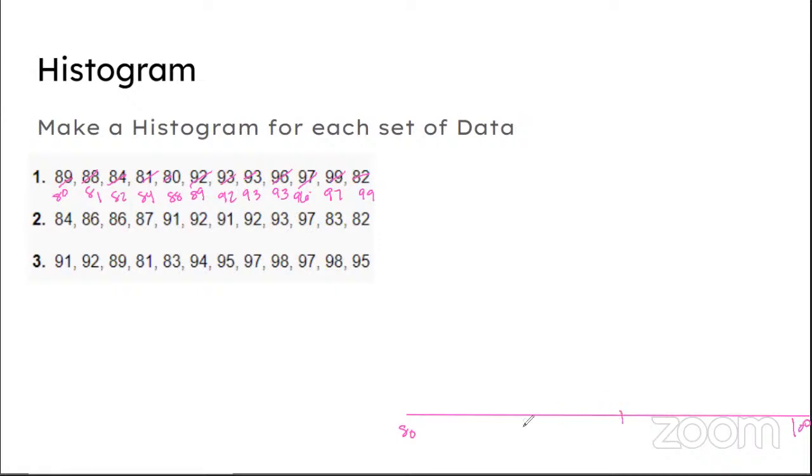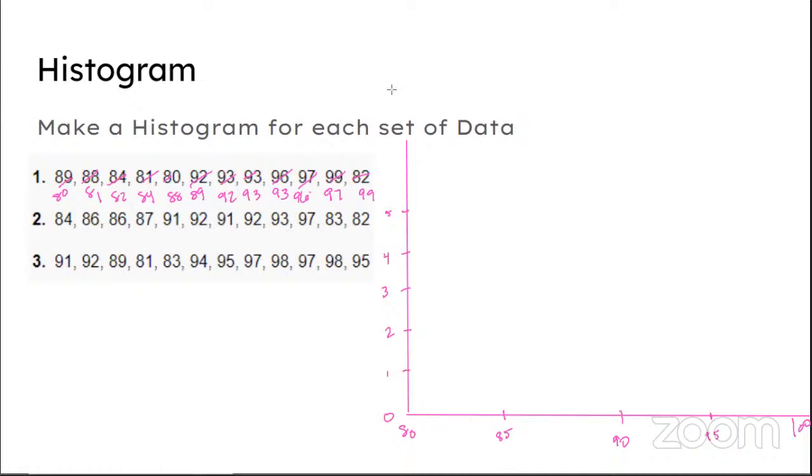So halfway in between would be 90. And then this would be 85. And then we'll put 95. And then draw one up this way. And we'll say this, of course, is 0, 1, 2, 3, 4, 5.